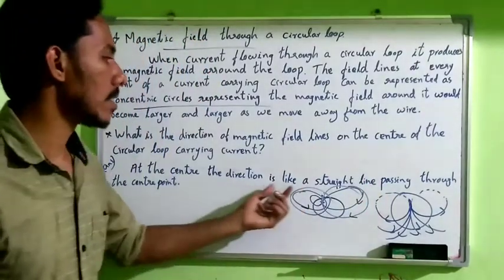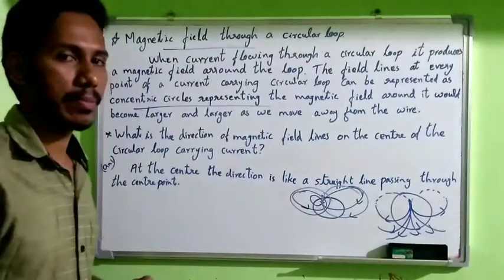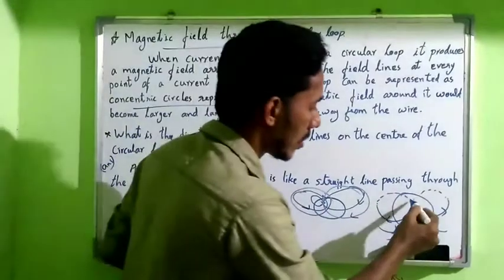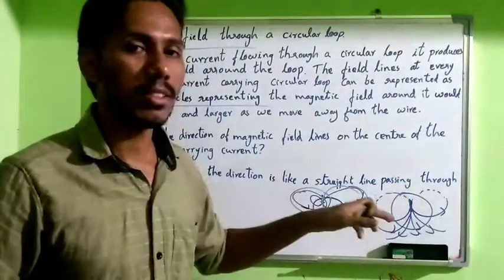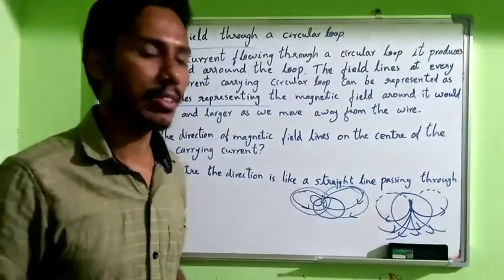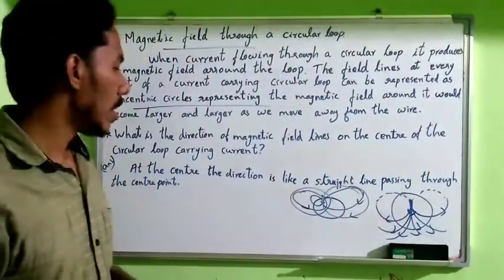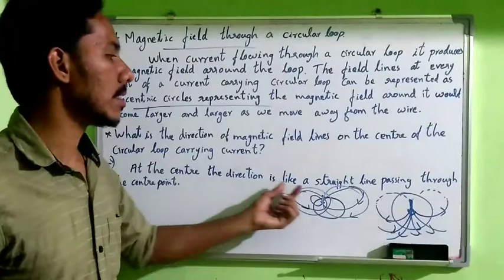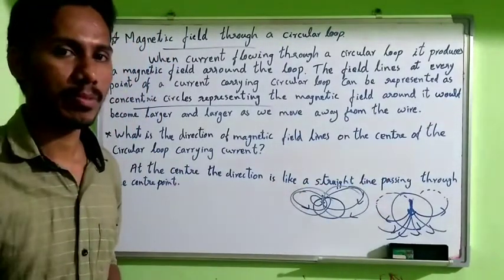At the center, the direction is like a straight line passing through the center point. In this direction, at the center point, all circles meet at that point. Then it appears as a straight line. At the center, the direction is like a straight line passing through the center point.